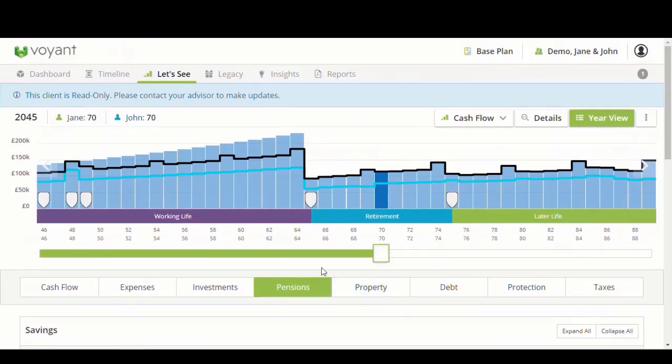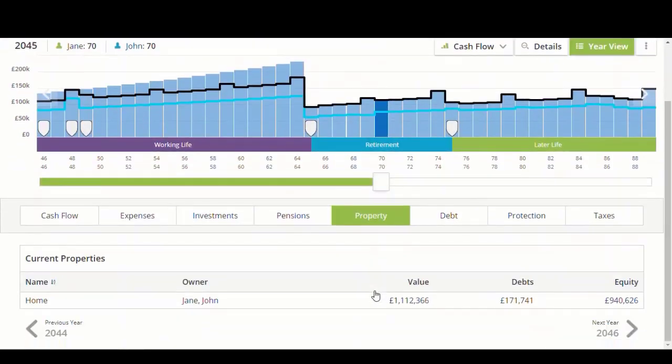What we can also look at is the property. Now, as I mentioned, the property is linked to any mortgages within the plan. And what we can see is that mortgage appears here. So we've got the current value of the property, the debt that is still outstanding, and therefore the equity that is remaining within the plan.